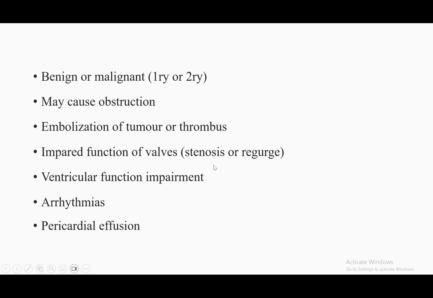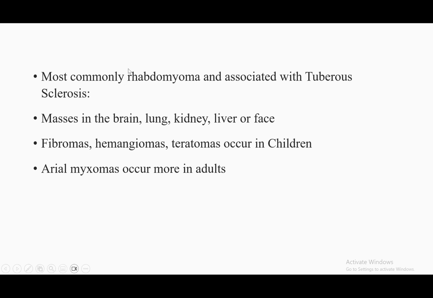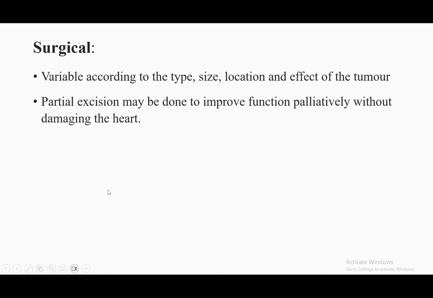Impaired function of valves, either stenosis or regurgitation, ventricular function impairment, arrhythmias, pericardial effusion. So the presentation is quite variable. Most commonly rhabdomyoma, associated with tuberous sclerosis, masses in the brain, lung, kidney, liver, or face. Fibromas, hemangiomas, and teratomas occur in children. Atrial myxomas may occur in adults. Actually, the most common patients that we see are the atrial myxomas.